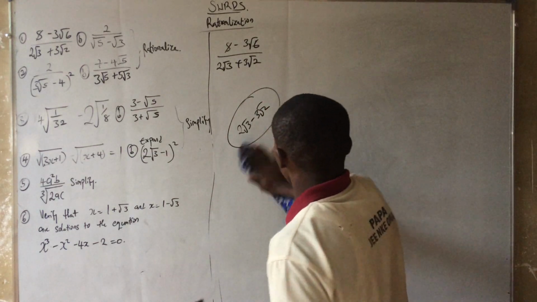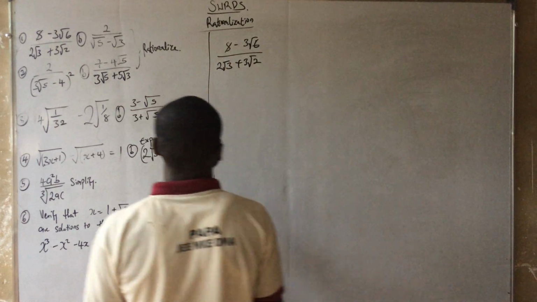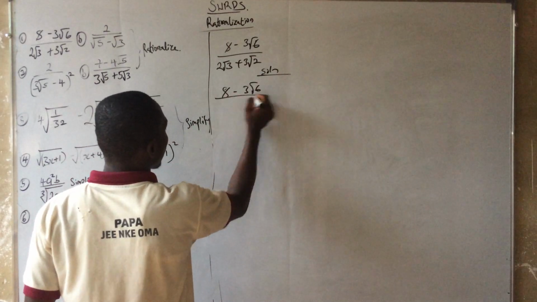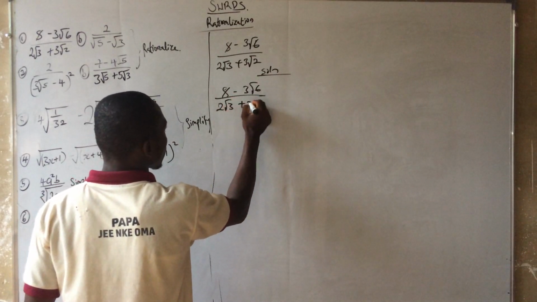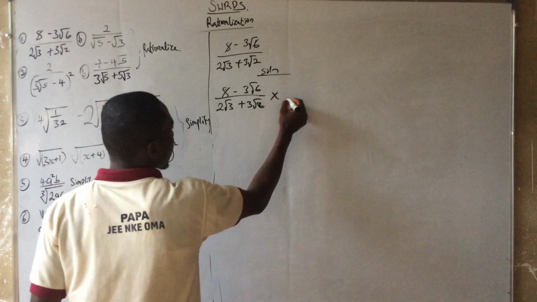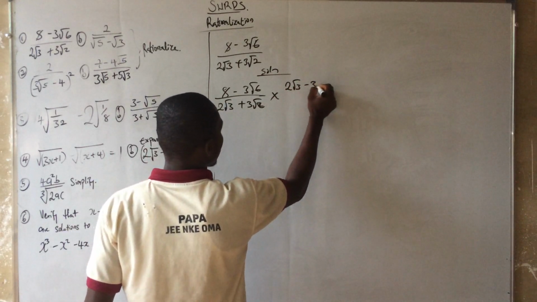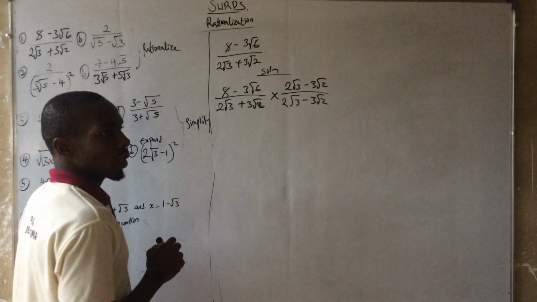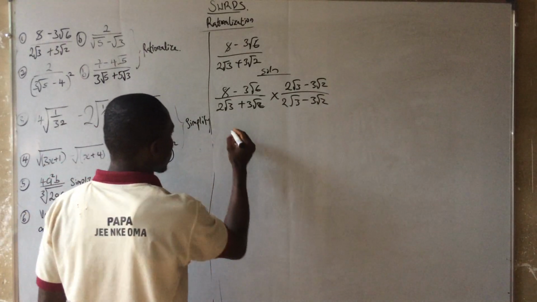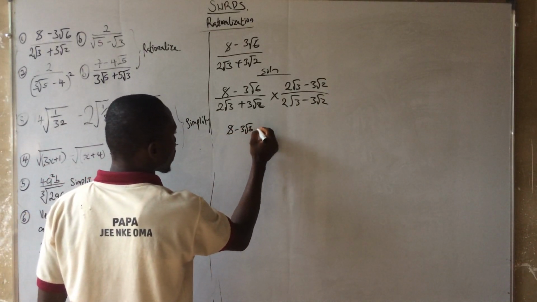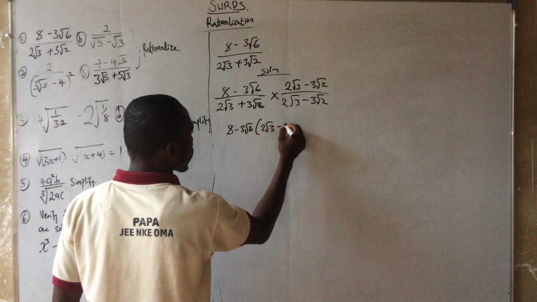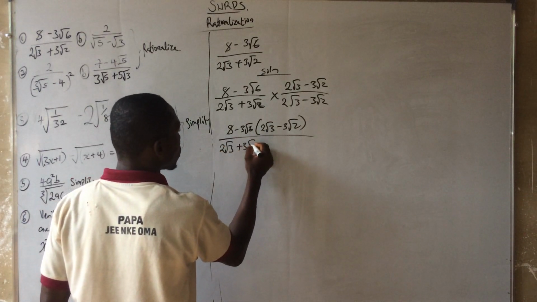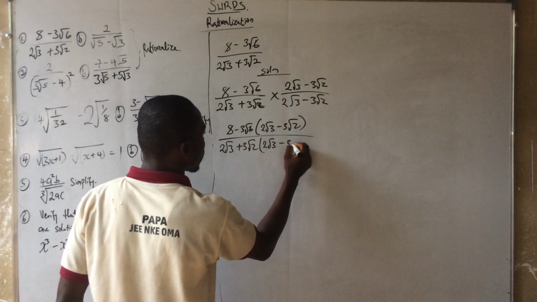So we move on. I will say 8 minus 3 root 6 all over 2 root 3 plus 3 root 2, multiplied by 2 root 3 minus 3 root 2 over 2 root 3 minus 3 root 2. So the next thing we do is multiply them out. This is 8 minus 3 root 6, in bracket 2 root 3 minus 3 root 2, all over 2 root 3 plus 3 root 2, bracket 2 root 3 minus 3 root 2.